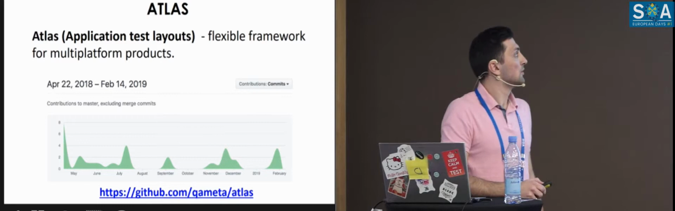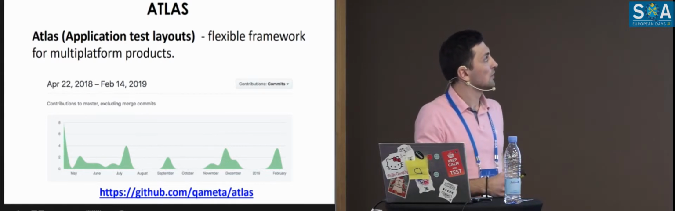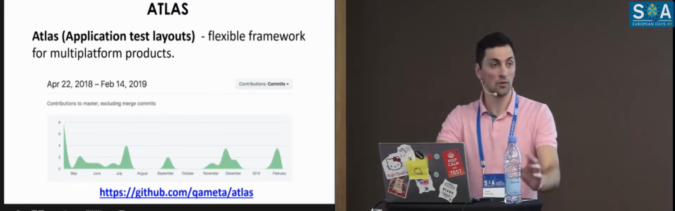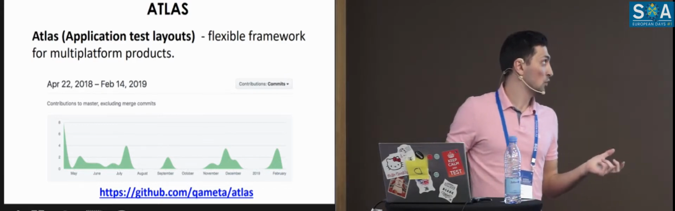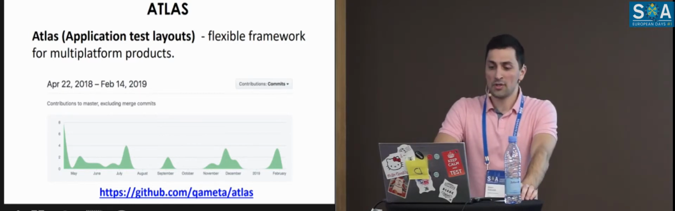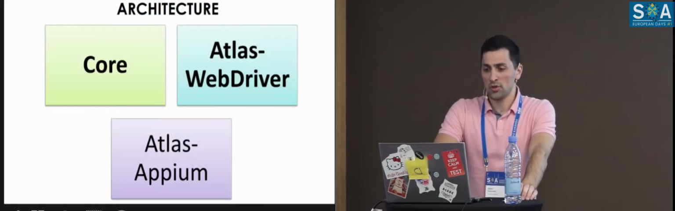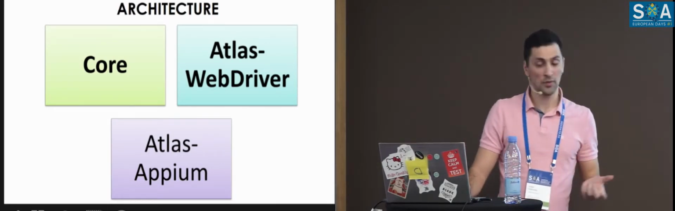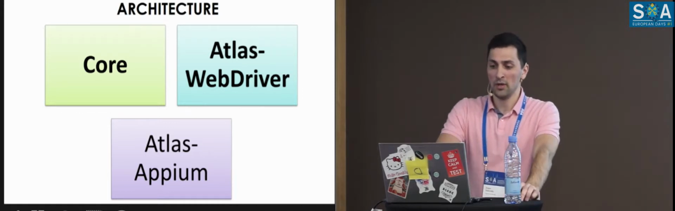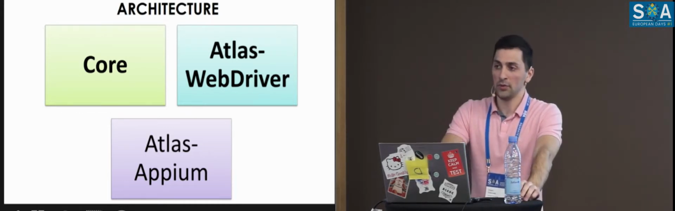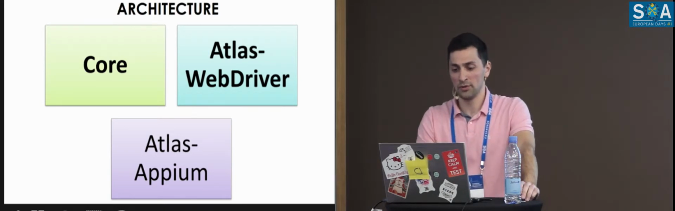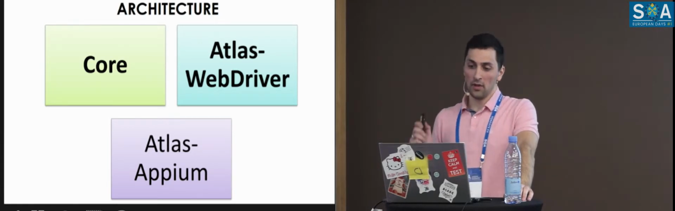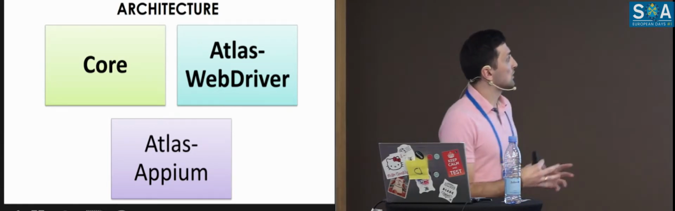Let's see at Atlas. Okay, Atlas consists of 3 modules. There are core, Atlas WebDriver, and Atlas Appium. Core manages our page object, our page, and Atlas WebDriver and Atlas Appium are a wrapper for WebDriver and Appium. It reminds that WebDriver we use when we want to automate a web user interface, and Appium we use when we automate mobile application.